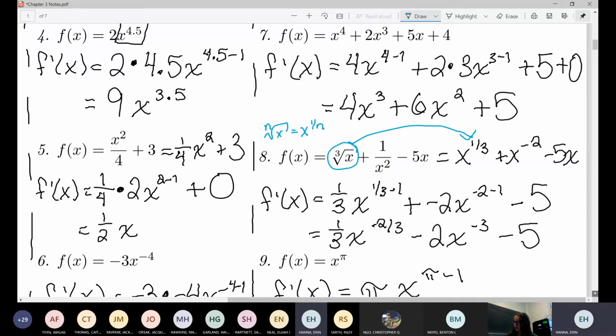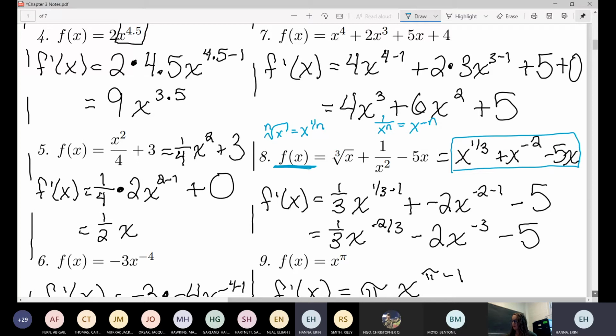And then we also want to rewrite 1/x squared. If we have 1/x to a power, that is equivalent to x to the negative power. So that's why we get this -2 here. And then the minus 5x is just minus 5x. So now that we have this in the right format, we can take its derivative. What I have boxed is equivalent to the original function. We haven't done derivatives yet.